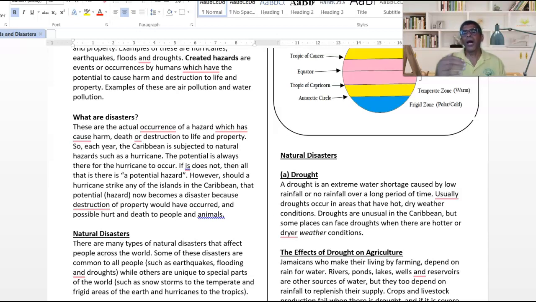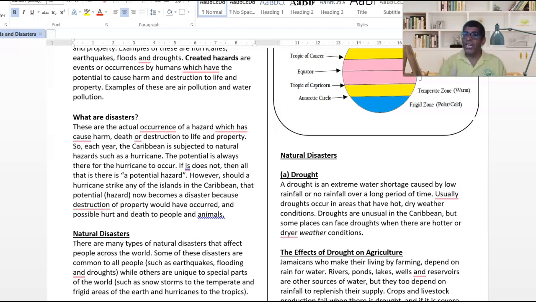All right. Now, like hazards, disasters can be placed into two categories. You have the natural disaster, and you have the created disaster. The natural disaster, like the hurricane, is a natural occurrence that actually takes place that does cause harm and death and destruction. So the hurricane, the earthquake, the tsunami, the landslide, the flooding, those are natural disasters that take place that cause destruction and harm and death to livestock and animals.